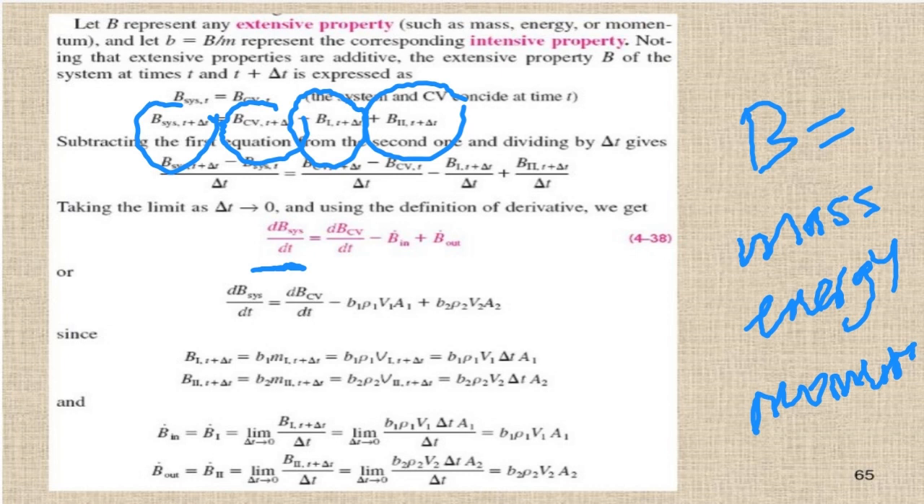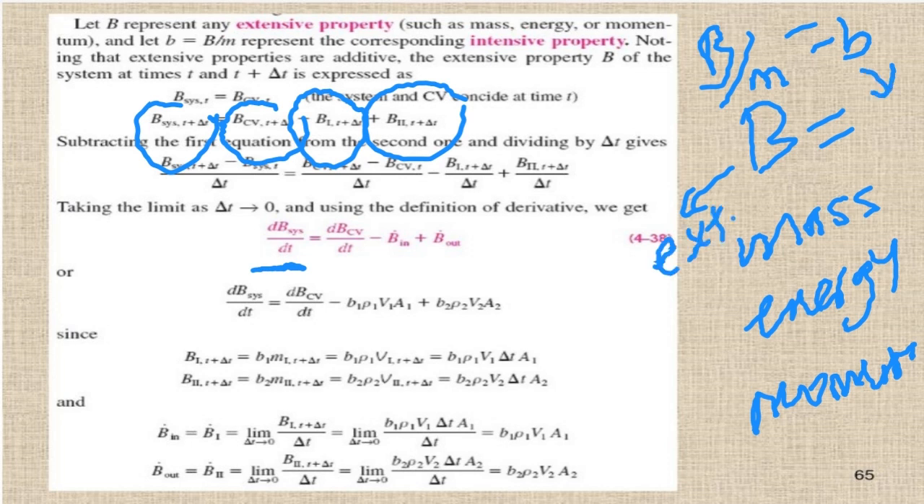density? Is density extensive or intensive? Intensive, right? If you divide this room into 1,000 pieces, if it's homogeneous, the density will be the same in all the places. So if you divide an extensive property by mass, you get the small case b, which is an intensive property. So this one, the capital B is an extensive property, and small case b is an intensive property.